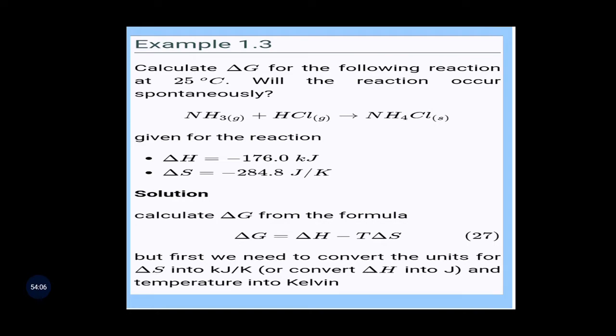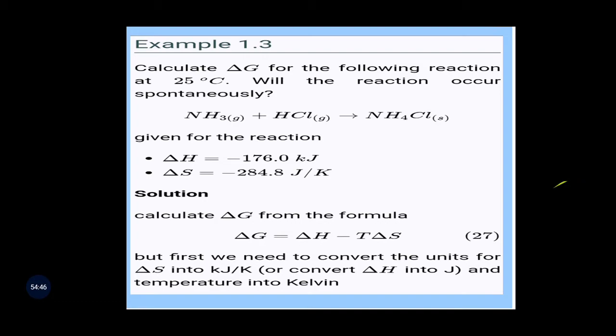Now this is another example, just like the one we had before. Here we want to calculate the change in Gibbs free energy for the following reaction at 25 degrees. Then they want you to state if the reaction will occur spontaneously or not. So you are given this equation. From the equation, your enthalpy change is minus 176, and then your entropy change is minus 284.8 joule per Kelvin. Remember, once it is in joule, for your entropy you have to convert it to kilojoule.